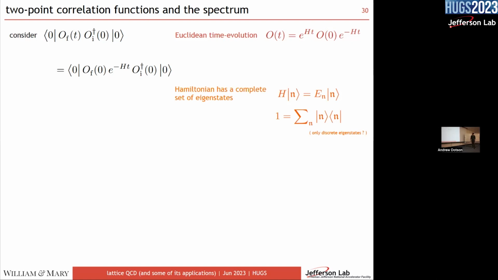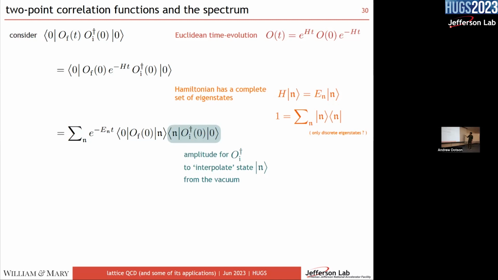Then recognize that the Hamiltonian has a complete set of energy eigenstates. This is the Hamiltonian of QCD, which we never have to write down. We just have to accept that such a thing exists. There are a bunch of eigenstates with fixed energy, and there's presumably a complete set of them. Now, I've written this as a sum deliberately, not a sum and an integral. We'll come back to that in a second. This is correct. It is discrete for reasons you'll see soon.